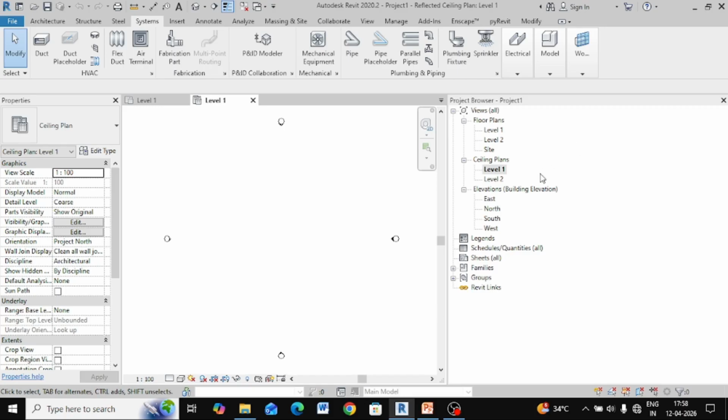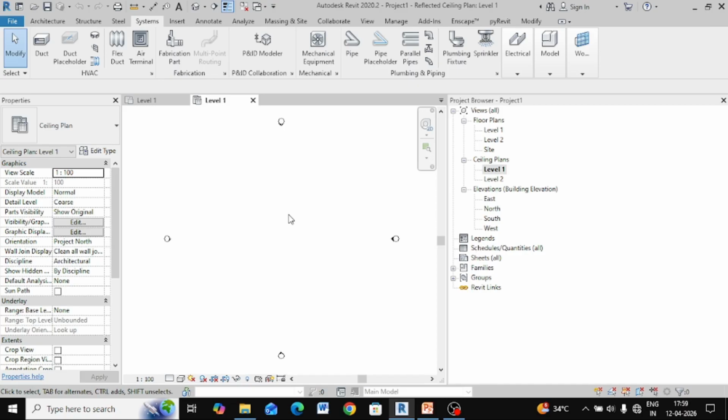Now, let us understand the key differences between floor plan and ceiling plan. First, based on view direction, a floor plan is viewed from the top looking downward, while a ceiling plan is viewed from the bottom looking upward. Second one, based on elements shown. Floor plans show floor level elements such as walls, doors, whereas ceiling plans show ceiling level elements such as lights and diffusers.